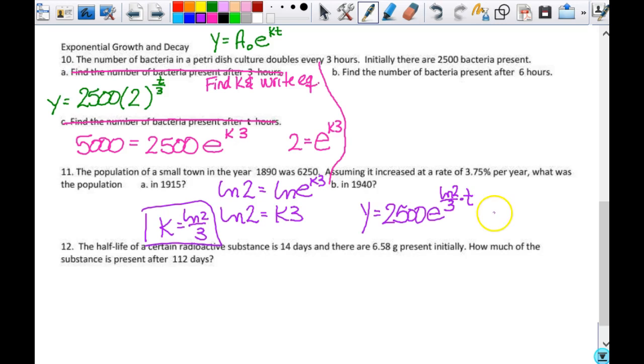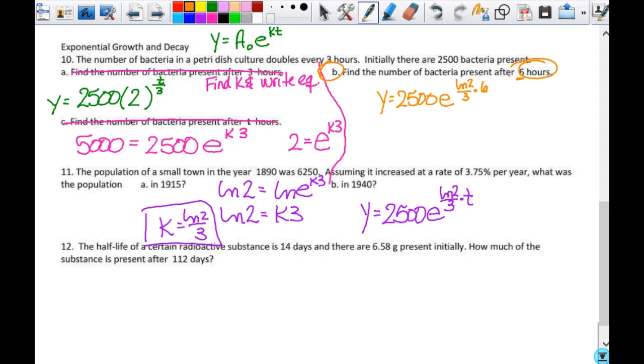So now we're going to take this formula and answer B. Okay, it says find the number of bacteria present after 6 hours. So that means t becomes 6 hours, right? On the interest ones, t is years no matter what. But with half-life formulas, it's whatever it is, and it's hours, and it's fine. So I get y equals 2,500 times e to the natural log of 2 divided by 3 times what? 6 hours.